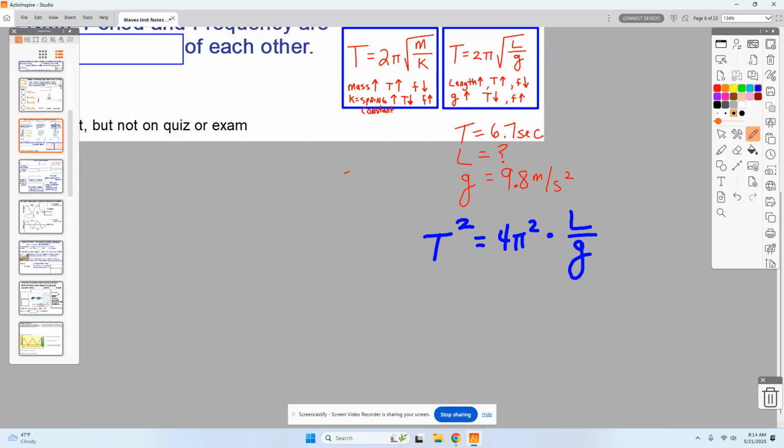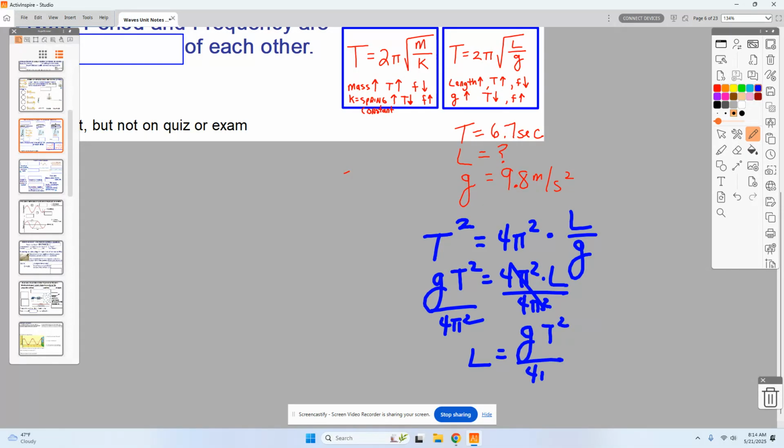Now I'm looking for L. So I'm going to multiply both sides by G and divide both sides by 4 pi squared. So that becomes G times T squared is equal to 4 pi squared times L. Then I'm going to divide both sides by 4 pi squared. So L can be calculated as G times T squared divided by 4 pi squared.